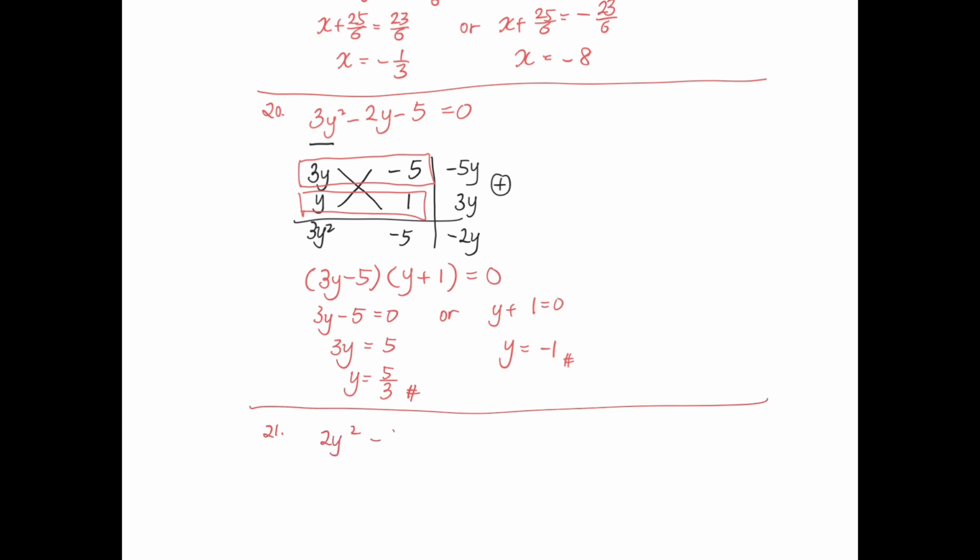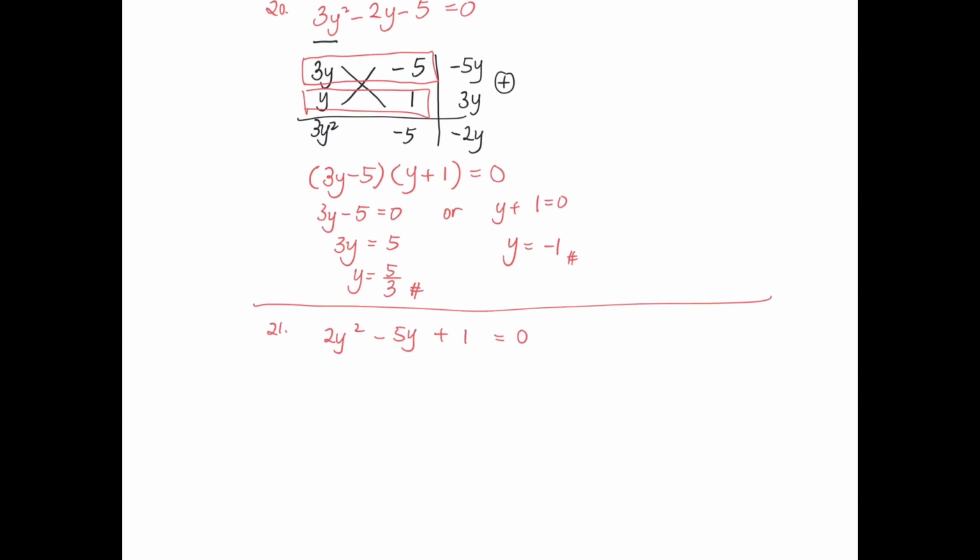2y squared minus 5y plus 1 equal to 0. I can see that this cannot be factorized. How do we know we cannot factorize? You have to try it out to find it. So I just put a mark here. Cannot factorize, and we have to use completing the square or the quadratic formula. Let's say I use completing the square.